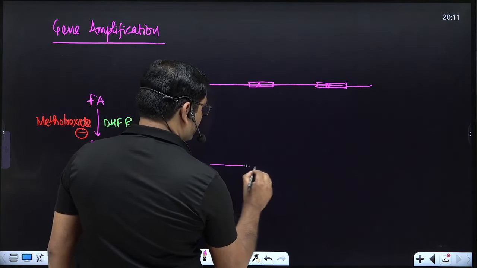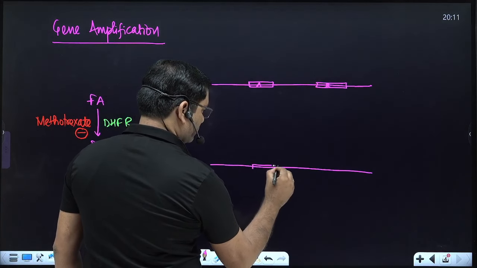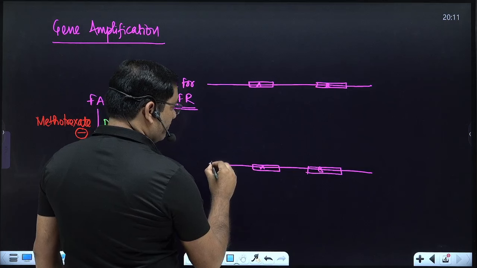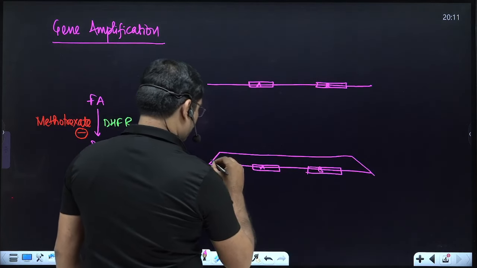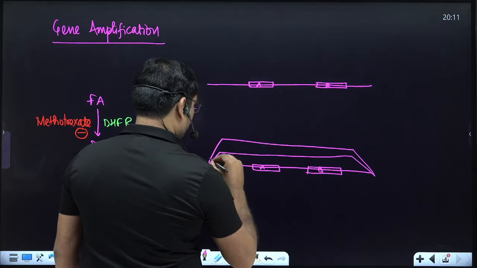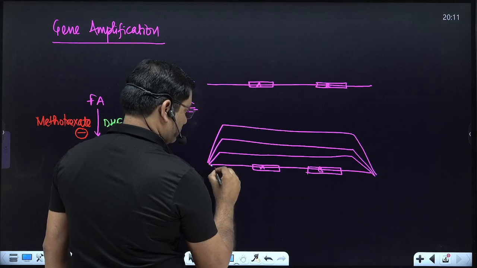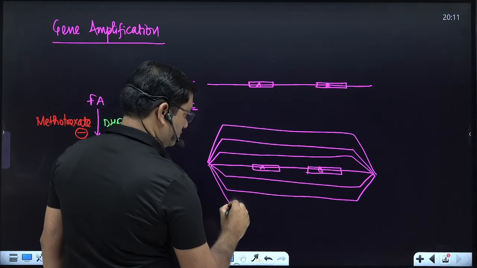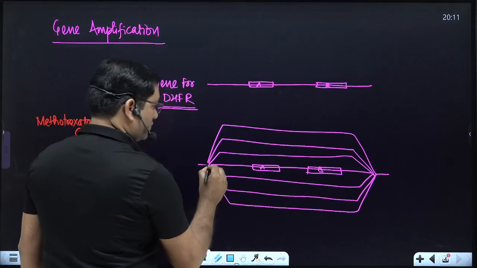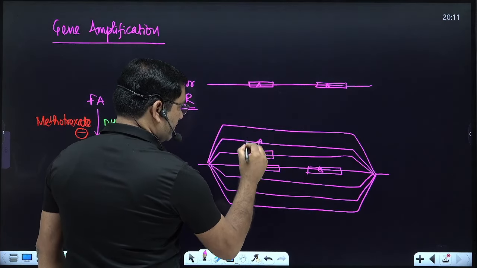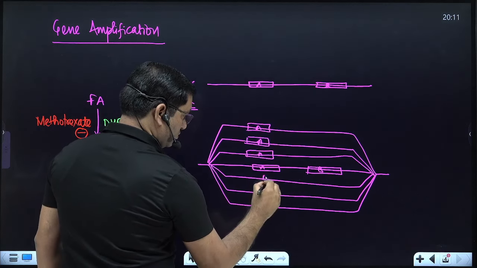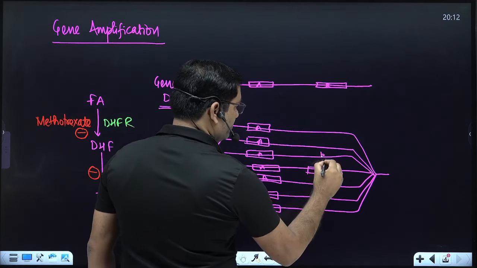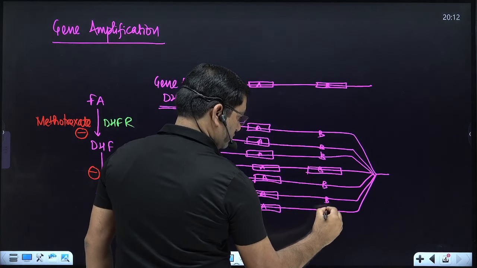This gene is amplified. Now see, this is A, this is B. Now how is it amplified? So the gene is amplified. This is gene A. This is gene B.